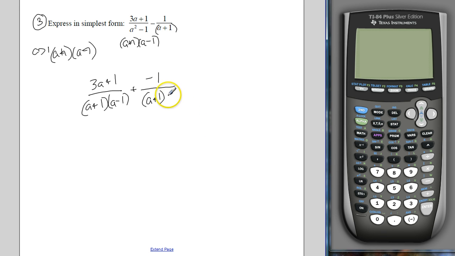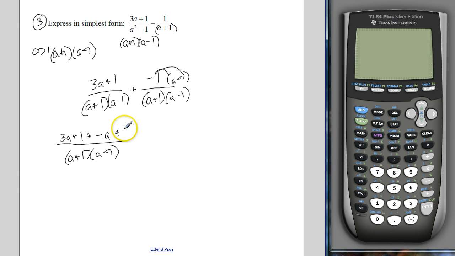Now I'm going to start doing the problem. So it's missing a minus 1, so up and down. And we're going to keep the common, a plus 1, a minus 1. And then clean up the top a little bit. So it'll be 3a plus 1 plus, and I'll keep the plus. You don't really have to, but I will. Distribute. So it'll be negative a plus 1. Keep the common denominator, a plus 1, a minus 1. And the top will be 2a plus 2.